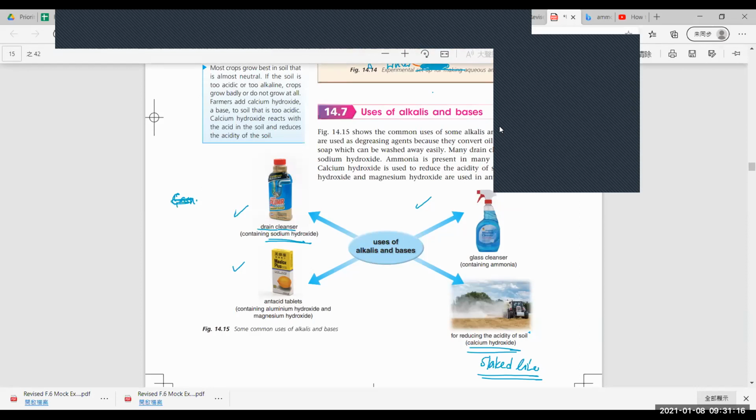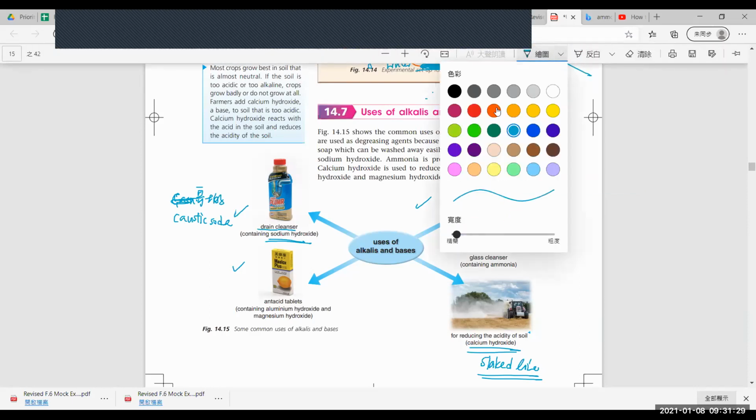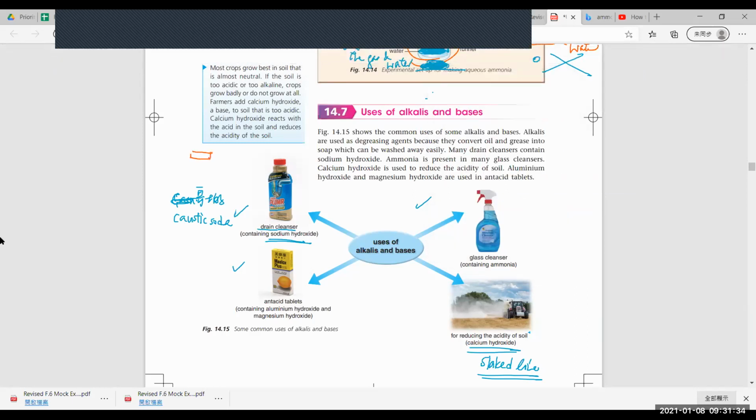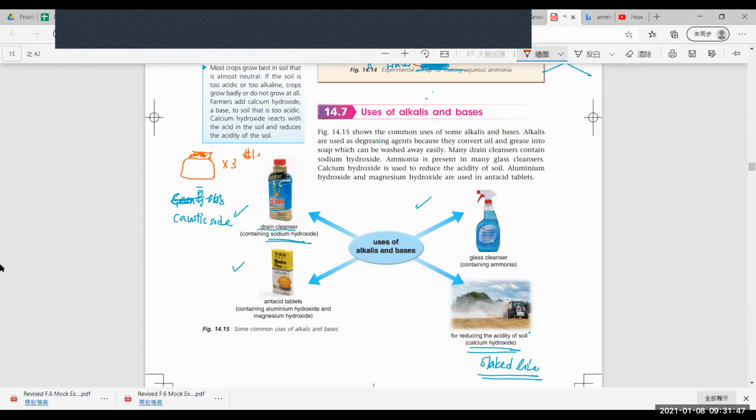Okay, could you please mark it? Caustic soda, 哥士的, have you heard of it? So how is it sold in the market? 哥士的 is commonly sold like this. We've got a small white plastic bottle with a red cap. Times 3, it costs you $10. If you go to 五金鋪, you may find that.